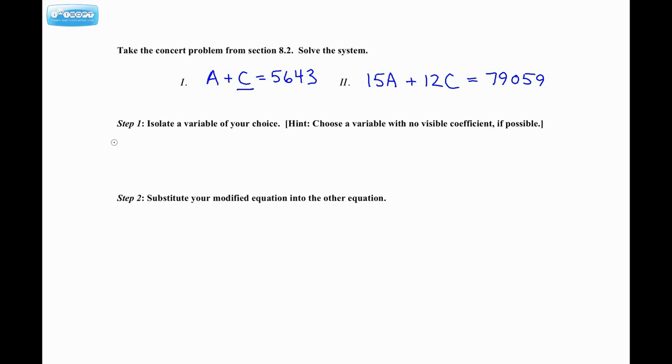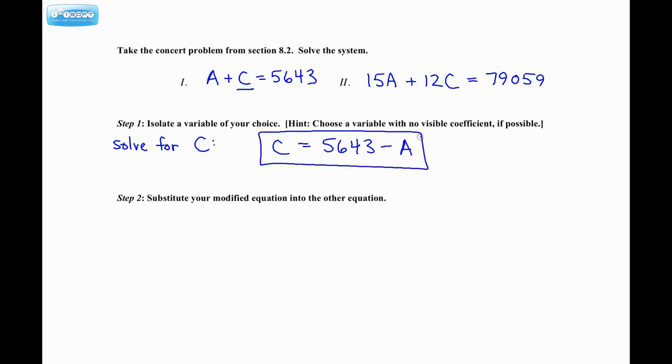Why not? So I'm going to solve, which just means isolate. So solve for C. Okay. So to do so, I just need to get rid of this A. So I'm going to subtract A from both sides. So C equals 5,643 minus A. All right. So I haven't really created anything new. I've just modified the first equation so that one of my variables is isolated.